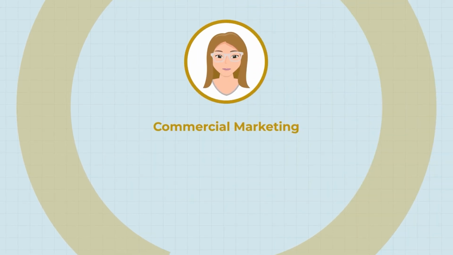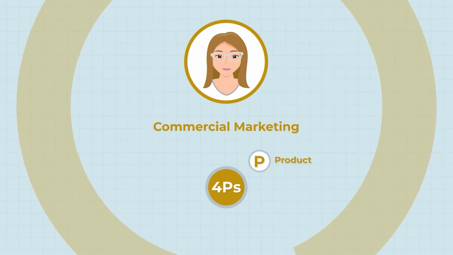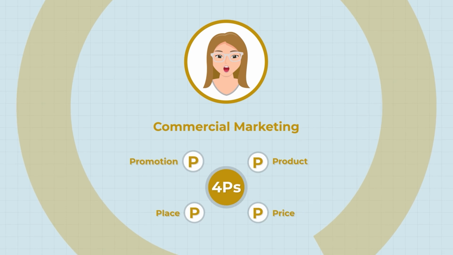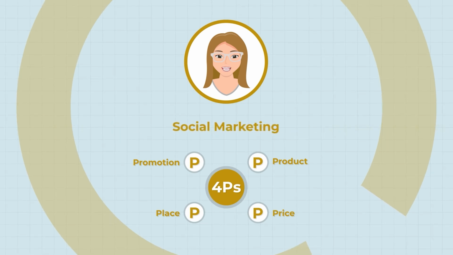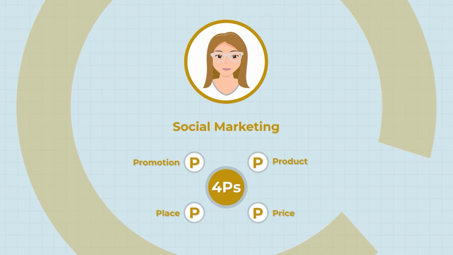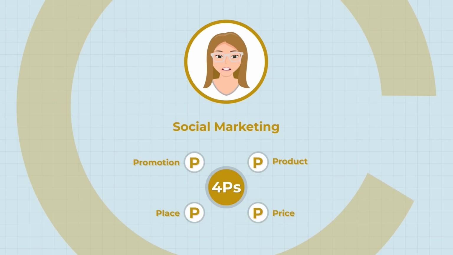If you're familiar with commercial marketing, you've likely seen the 4 Ps before: product, price, place, and promotion. Marketers use them to create strategic campaigns that drive sales. But in social marketing, we're not selling a product, we're selling behavior change. That means we have to approach the 4 Ps a little differently.